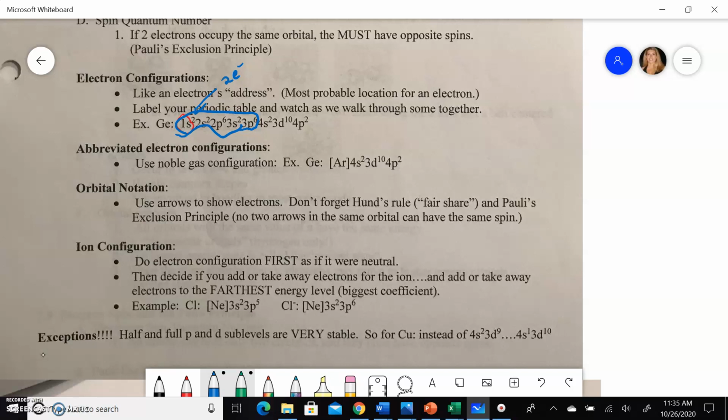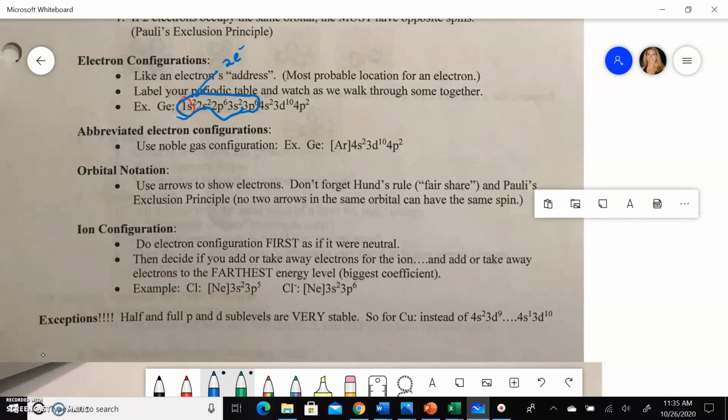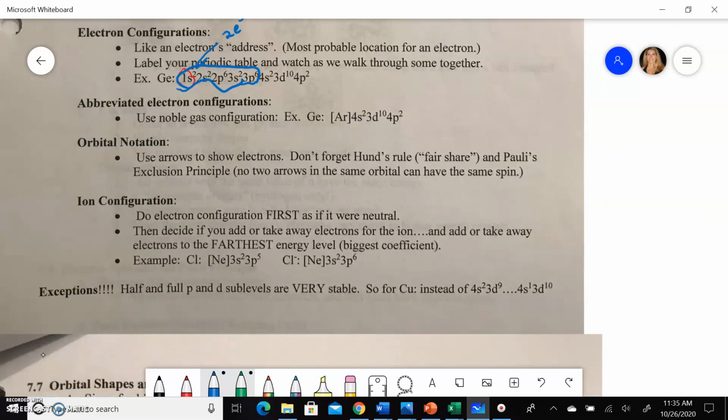And if you don't remember how to do electron configuration, you can go back to my review lessons that I did the very first day, and I think it goes through some of that. And if you still don't know it, just let me know and I can go into detail about how to do electron configuration.